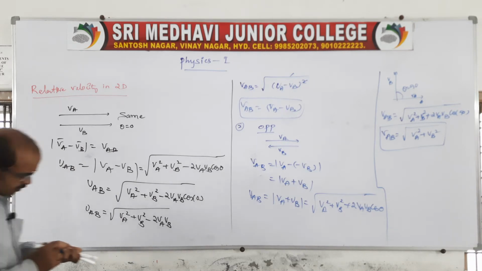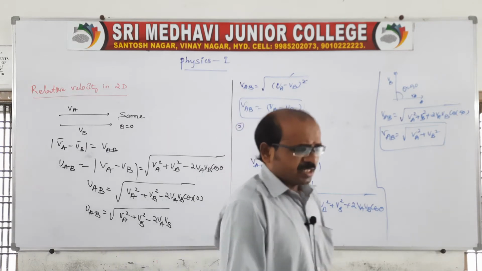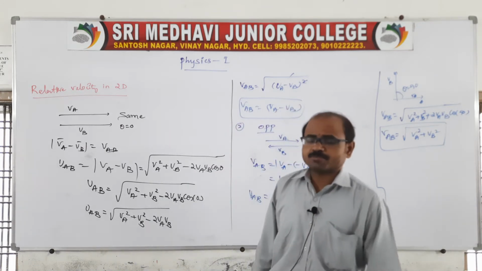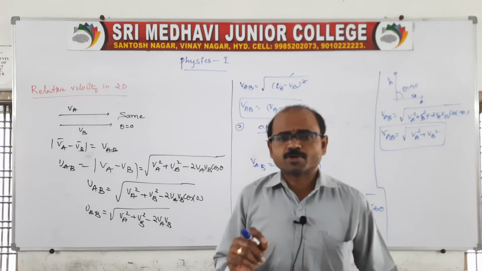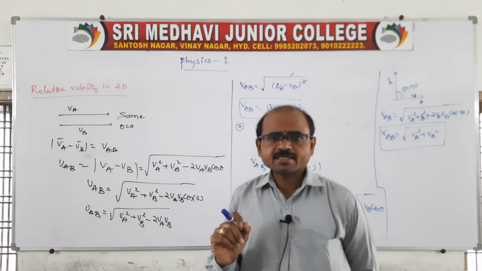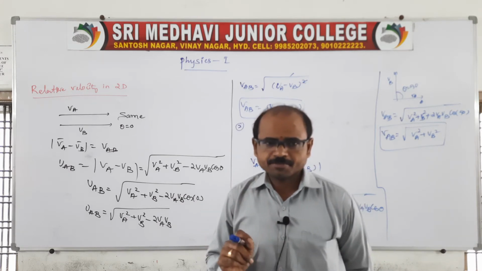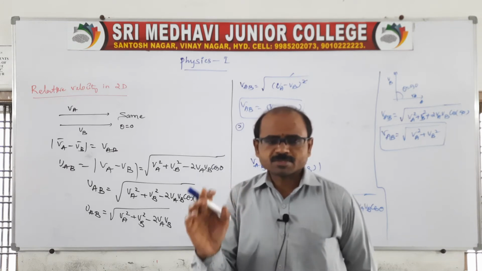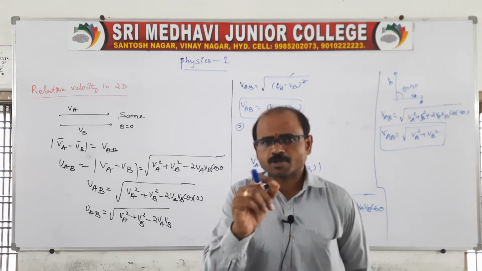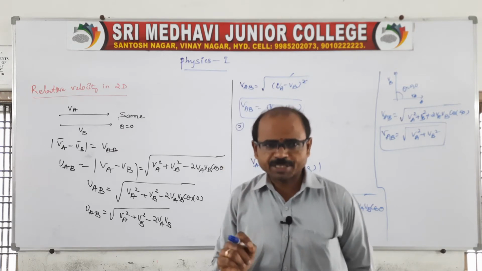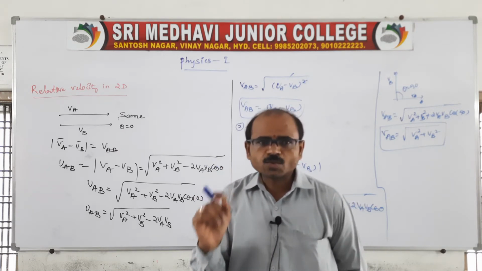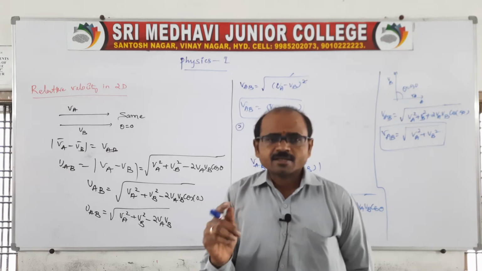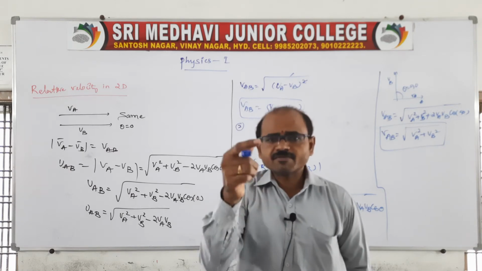And here I want to tell you one more thing. In relative velocity problems, there is one phrase: "appears to be." In the problem, suppose it is given as "appears to be." That appears to be related to what? That we can say is the relative velocity of one with respect to the other.